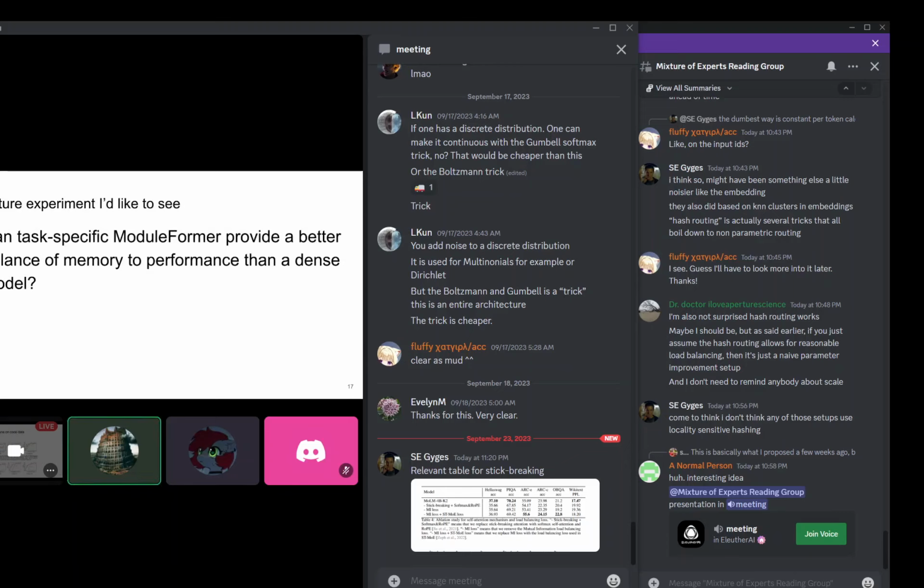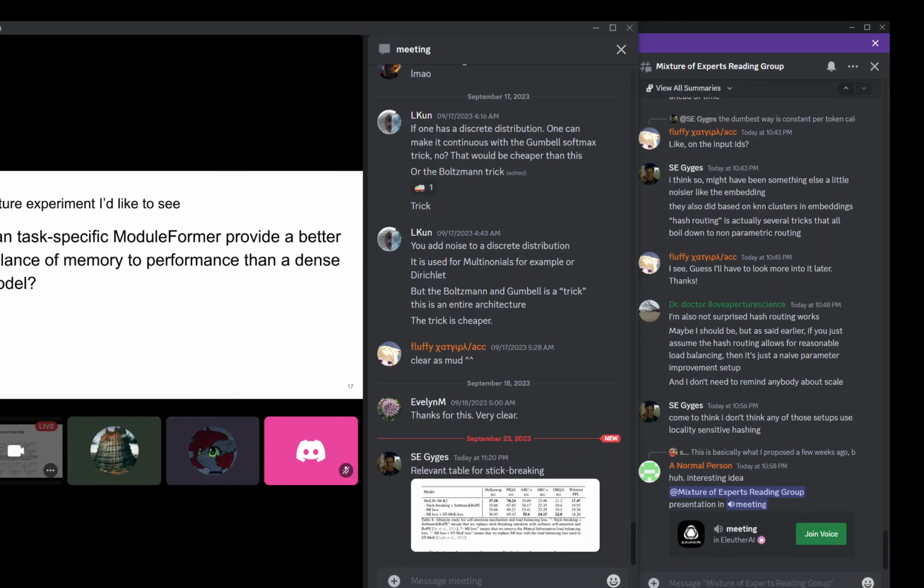So yeah, I'd want to see whether you can actually provide a better balance of memory to performance than a dense model when you factor in quantization and all the stuff that people use. Can you have something that's smaller in memory but has better performance than a dense model? Because if you don't have that, then you can't really use this for a lot of consumer GPU use cases, like open source models you're running at home. For a lot of those, you wouldn't be able to use an MoE model.